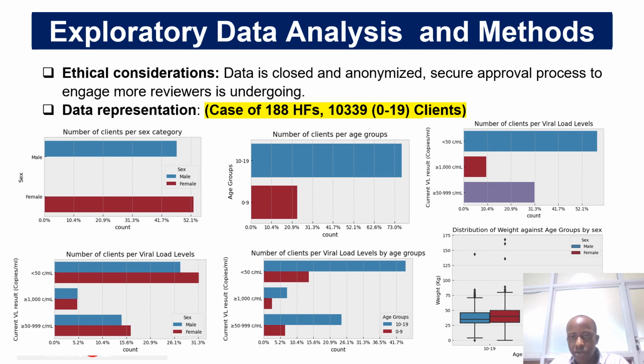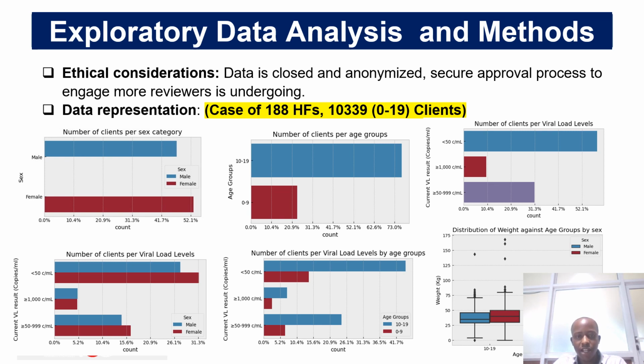On my extreme right, you see the number of clients per viral load level. You see that we have very many clients who are suppressing, who are having a viral load below 50 copies, compared to the other two classes. Down here on the left, we see the number of clients per viral load levels, and we are seeing more females suppressing compared to the males. For non-suppressed, you see a head-to-head representation. For 50 to 999 copies, we observe that yes, we have more females compared to the males.